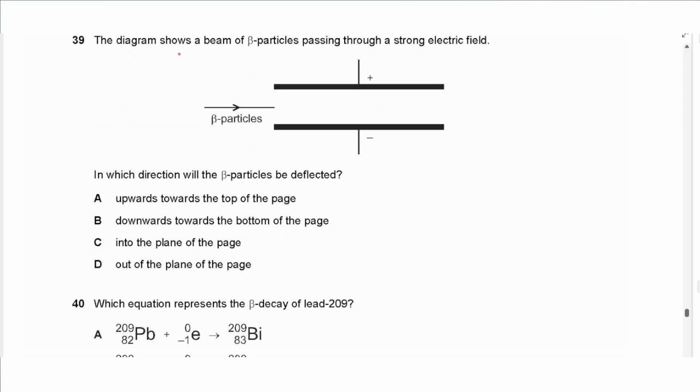Question 39 says the diagram shows a beam of beta particles which are negatively charged passing through a strong electric field. In which direction will the beta particles be deflected? So they will be attracted towards the positive charge, so it's upwards towards the top of the page. Question 40 says which equation represents the beta decay of lead 209? So the beta is emitted after the reaction, so it's not on the left side of the arrow, and beta particles actually increase the proton number, do not decrease the proton number, since a neutron is changed into a proton, so the number of protons increases. So the answer is C.